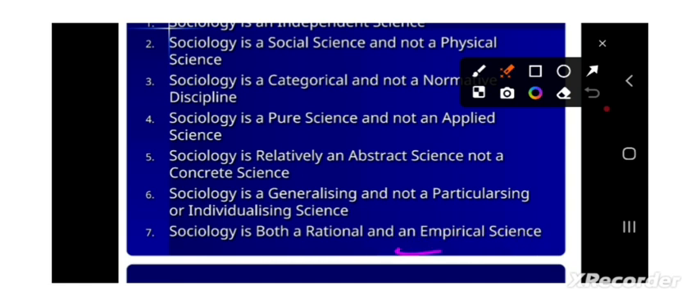Sociology is both a rational and empirical science. Rationalism emphasizes reason and logic for generating knowledge, theory building. Empiricism emphasizes observation and evidence gathered through sensory experience and research, data collection. Sociology uses both. It develops theories through logical reasoning and validates or modifies those theories through systematic empirical research.